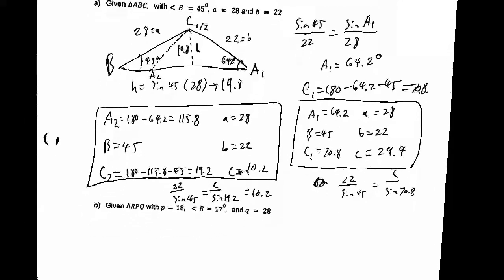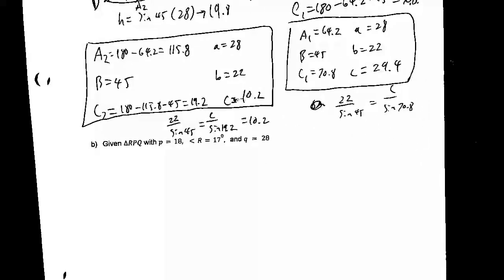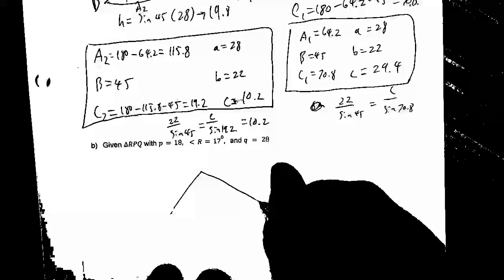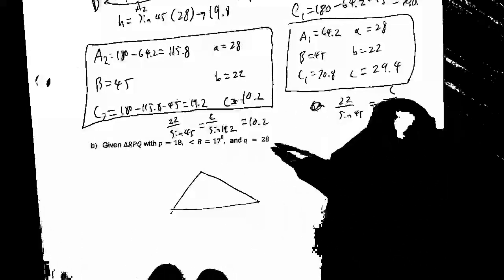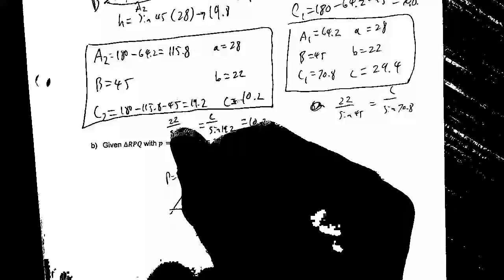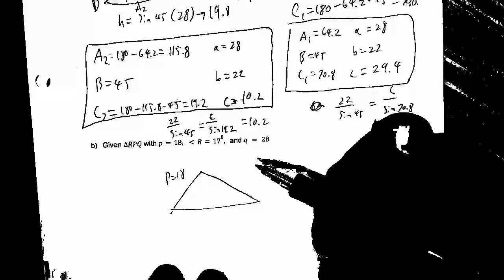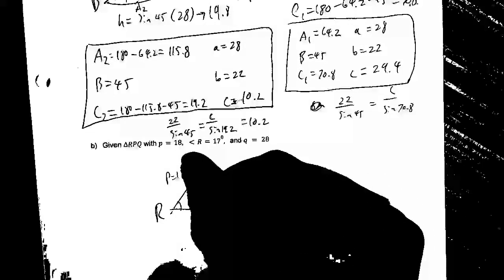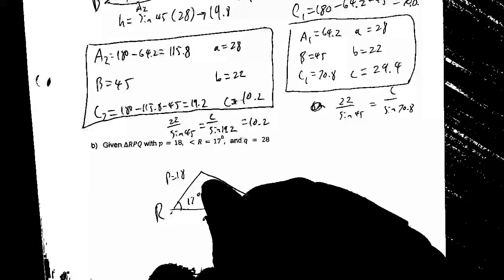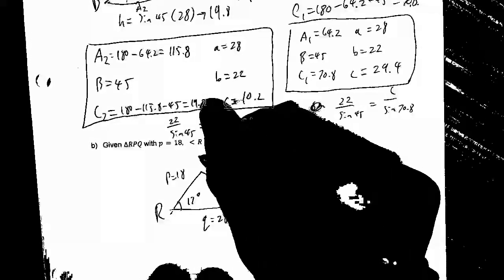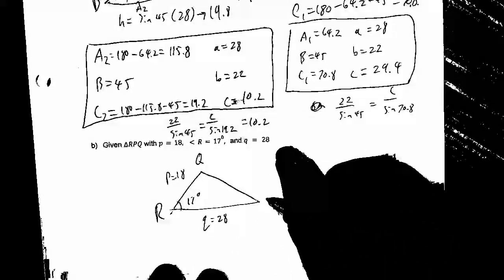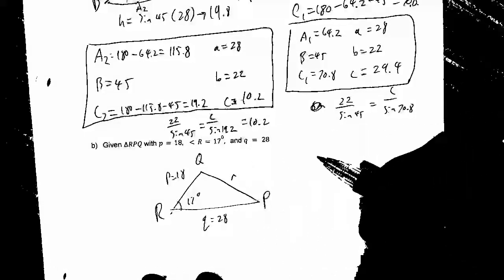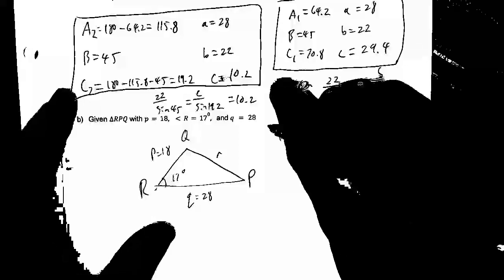Okay, we're on our last problem. Let's draw out the triangle RPQ. We have P is 18, let's call this P. We have R is 17, this is going to be our R. And then we have Q is 28. So we need to find big Q, big P, and little r. Okay, so we have an SAS triangle.